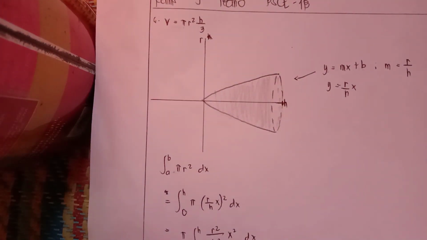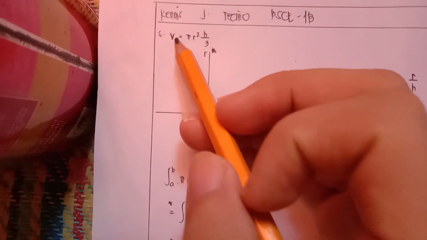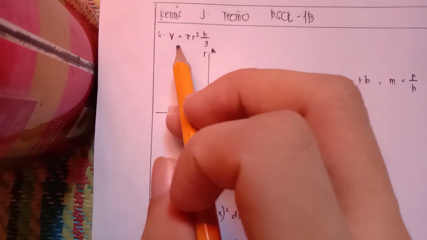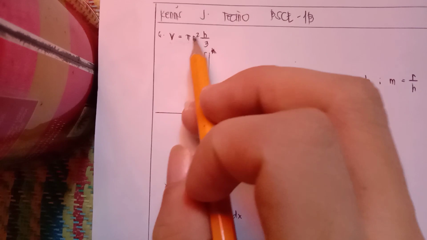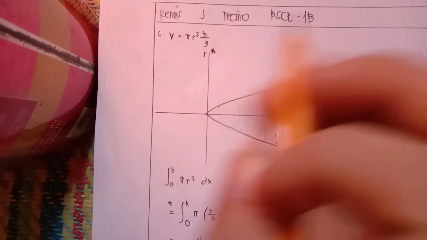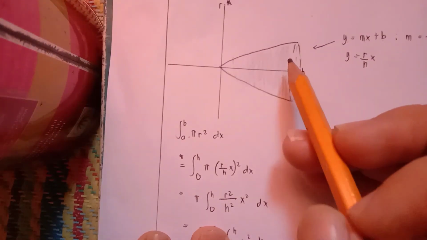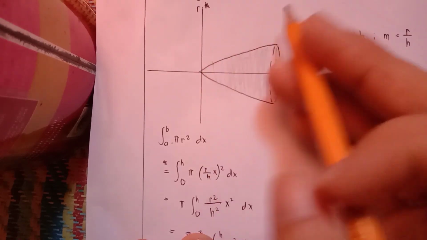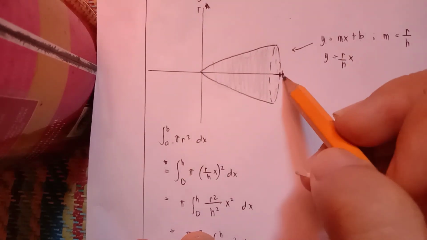For problem number 6, show how to use the shell method to derive the formula for the volume of a right circular cone with a base radius r and height h. So this is the formula for the cone: V equals pi r squared times the height over 3. So this is our graph. This is the r, let's make r the y, then this is the h.